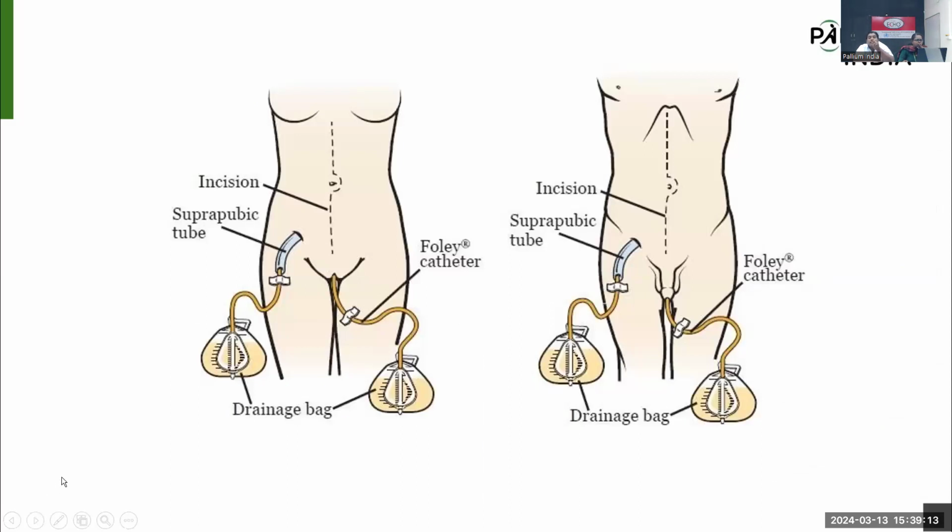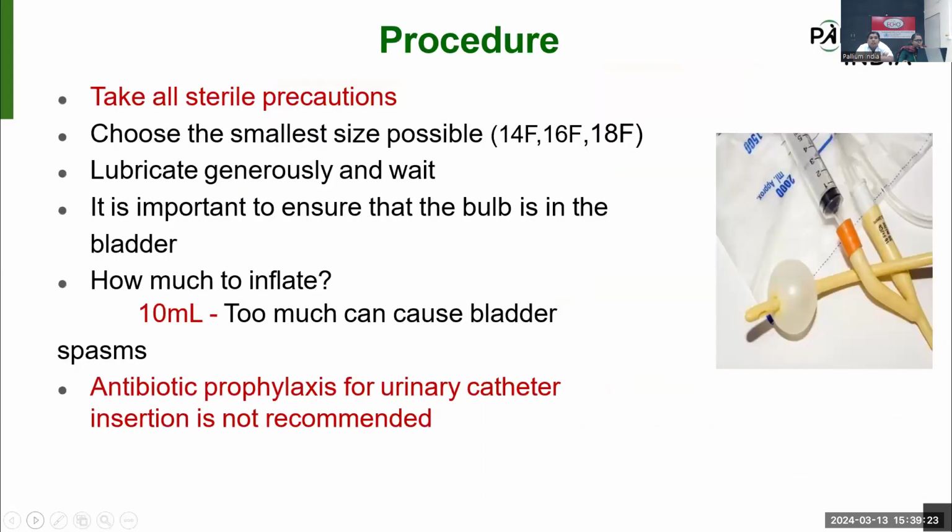In normal catheterization, we insert the tube through the urethra. In suprapubic catheterization, we insert it through a small opening in the lower abdominal wall. It's a sterile procedure. All of you are aware that catheterization is a sterile procedure, so take all sterile precautions.